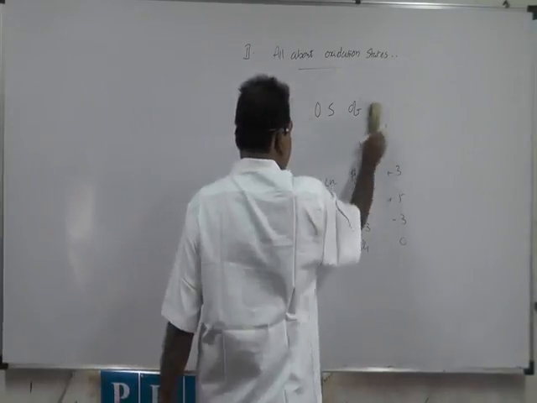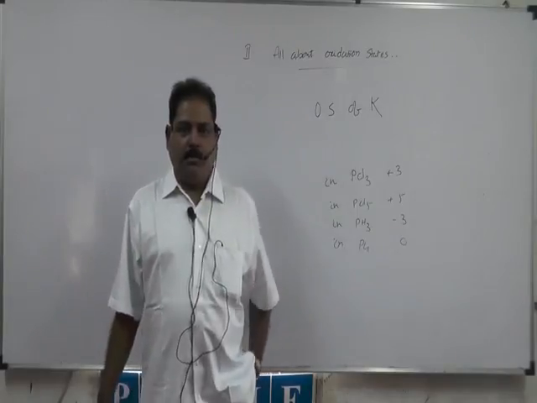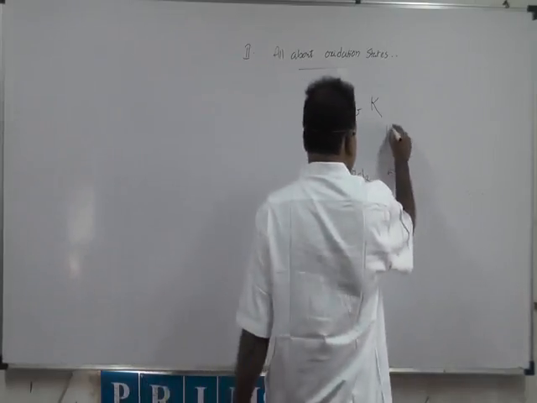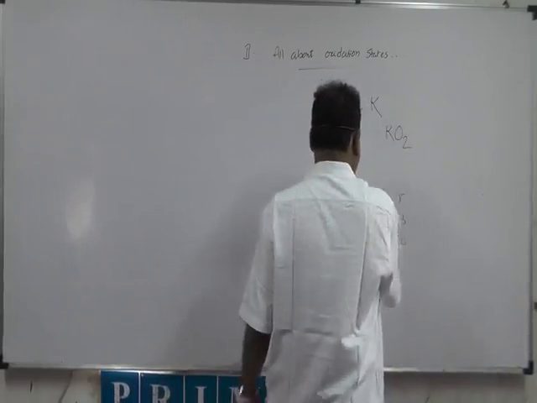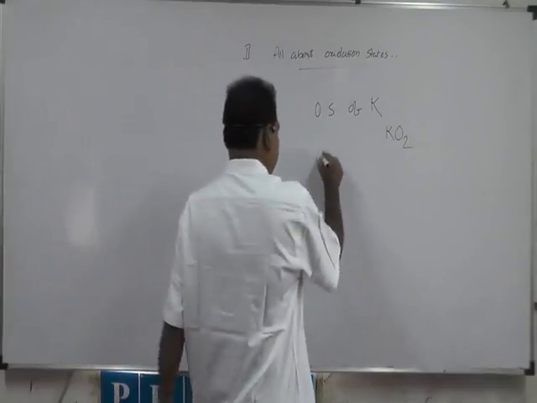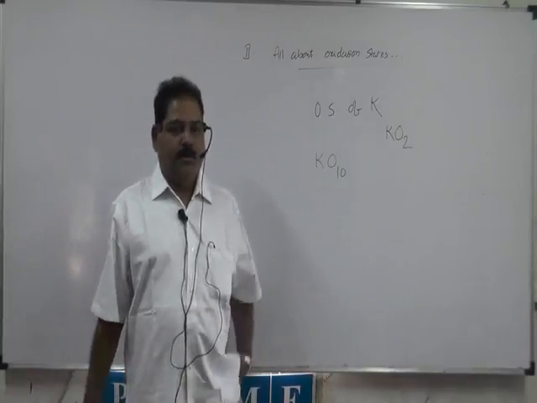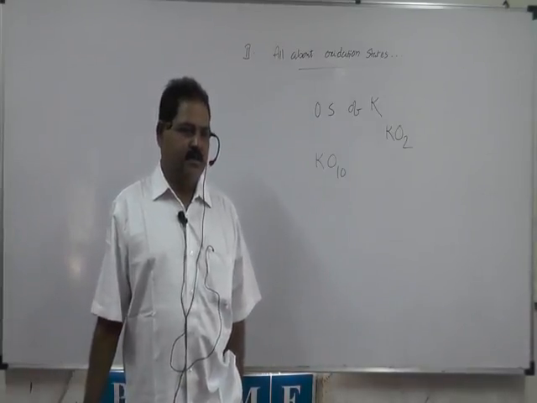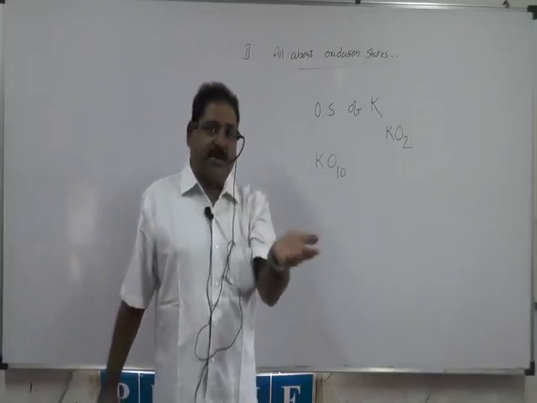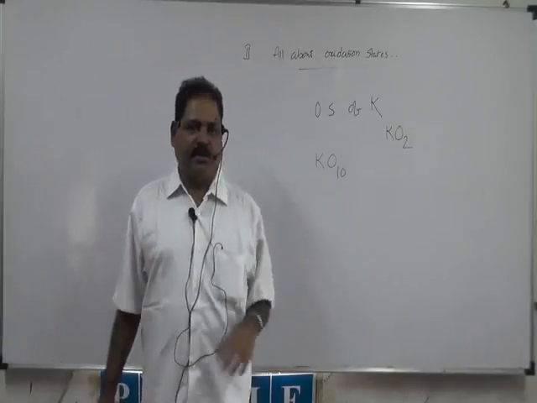Now, what is the oxidation state of potassium in its compounds? Doesn't it depend on which compound? No. So how much is it in KO2? Plus 1. Even in KO2? KO10. Does that exist? None of our business. Somebody asked, hey sir, what is the oxidation state of potassium in KO10? It's not our business to discuss existence, that's the business of God. You only need to say plus 1, fixed.